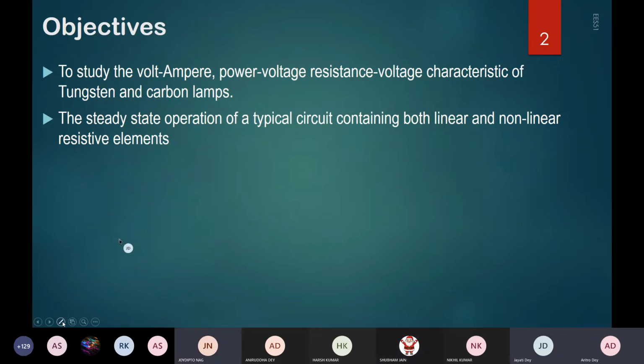If it is not, then we will post it. It is there already in Teams. Okay, sir. So you have to draw these three characteristics: volt-ampere, power-voltage, and resistance-voltage characteristics of carbon and tungsten lamps. It is given in the manual only.